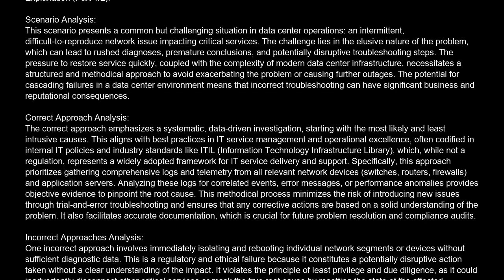Correct answer is A. Immediately isolate and reboot individual network segments and devices suspected of being involved, starting with the core switches, to reset their state and observe if the issue resolves. Explanation. Scenario analysis. This scenario presents a common but challenging situation in data center operations. An intermittent, difficult-to-reproduce network issue impacting critical services.